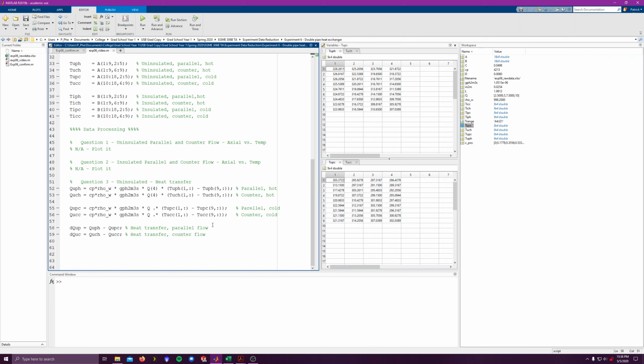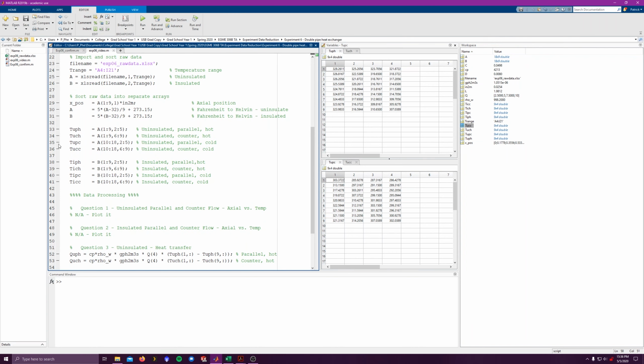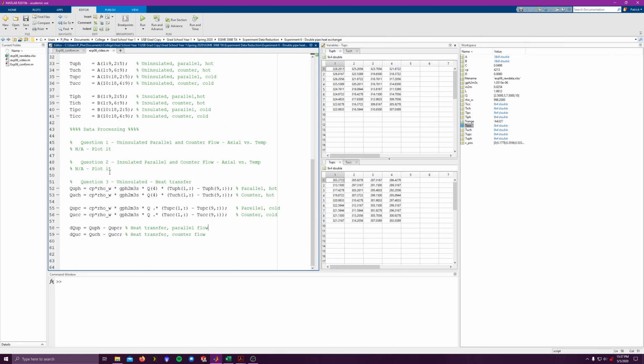Okay, so now we're on the data processing portion. So for questions 1 and 2, there's nothing to really go over for that because all we have to do is plot the data that we have. We're going to plot all of our temperature data that we have up here, and then we have the axial position. So there's nothing to go over for that. Okay, so we could go to question 3.